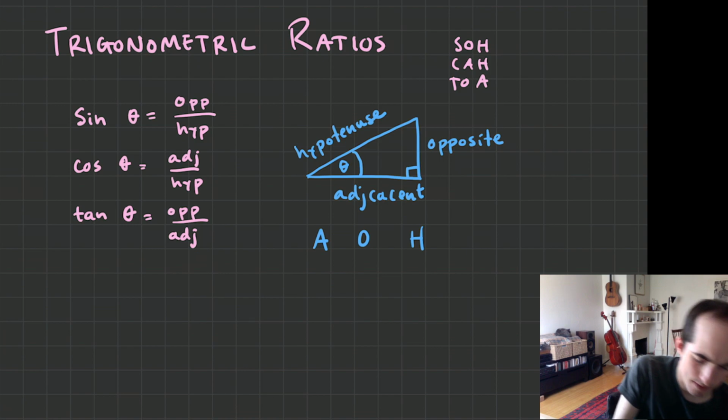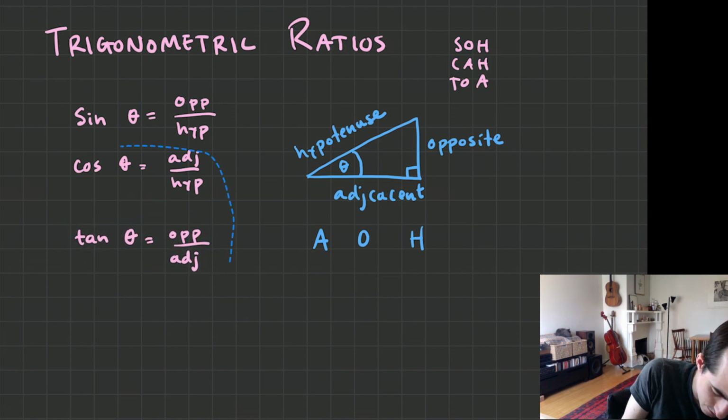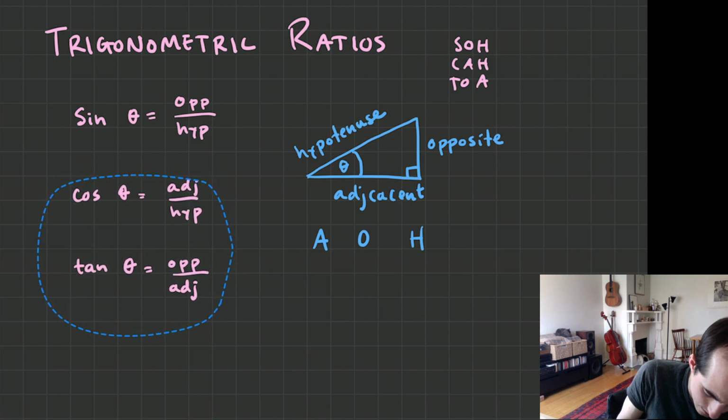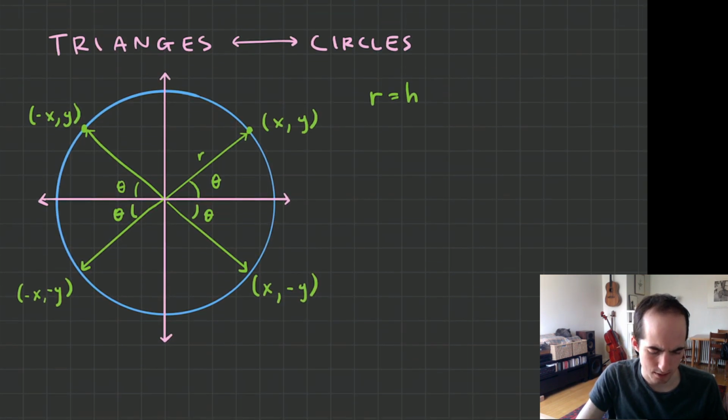Okay, so maybe I'll space these out a little bit more so we have just a little more room between them. There we go, that's better. So those are our three trig ratios. Fantastic. So let's talk about how these correspond to the circle over here.